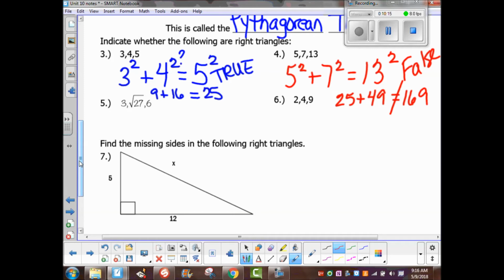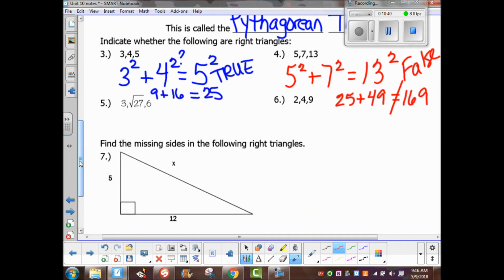So which one is my hypotenuse? Sorry, I had a question. Go ahead. 6 is the hypotenuse. No, sorry, 27. It's the square root of 27. We just said it was 5.19. So 6 is my hypotenuse. Okay, 6 is the biggest.